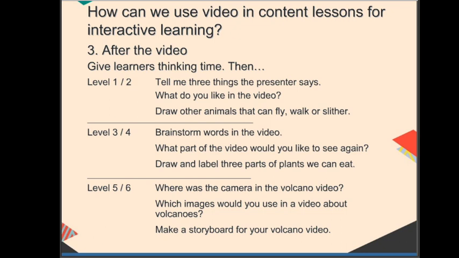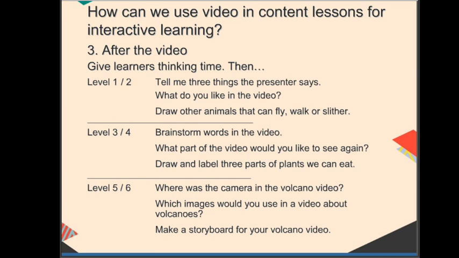Even at early stages, give learners an opportunity to give their opinions and give them a choice about what they draw. For levels 3 and 4, in small groups, learners can brainstorm words in the video. They could decide what part of the video they'd like to see again. They could draw and label 3 parts of plants we can eat. At these levels, when learners decide together which video clip they would like repeated, this gives them ownership of their learning, as well as promoting interactive learning.